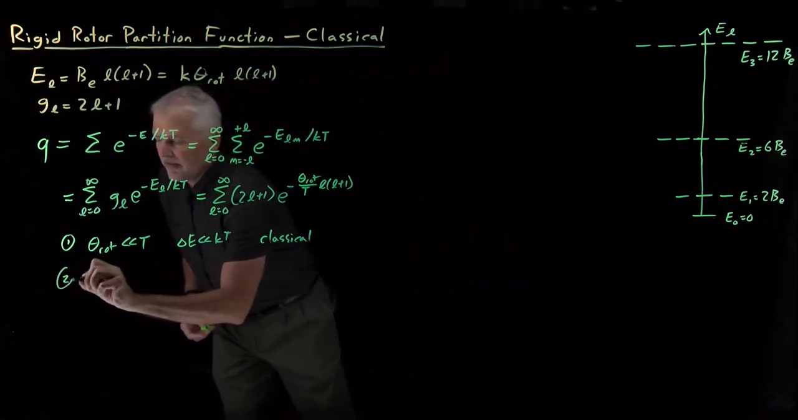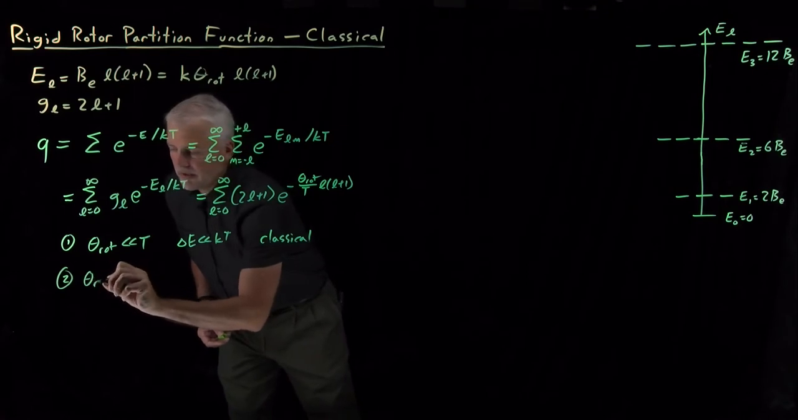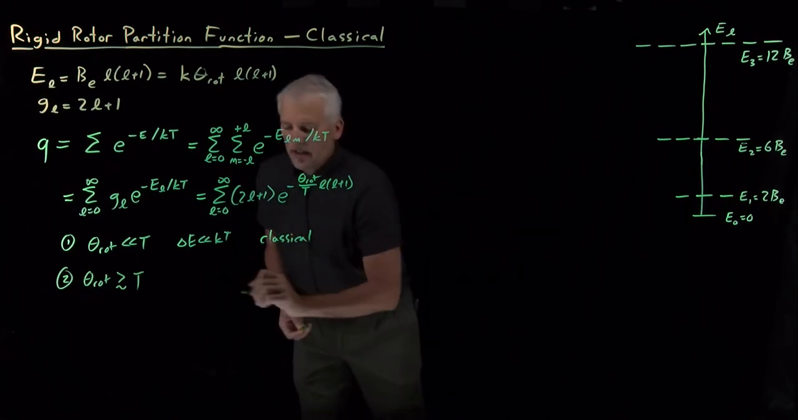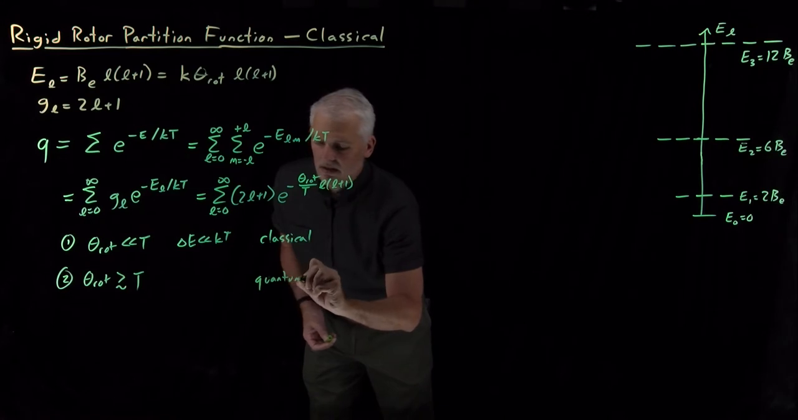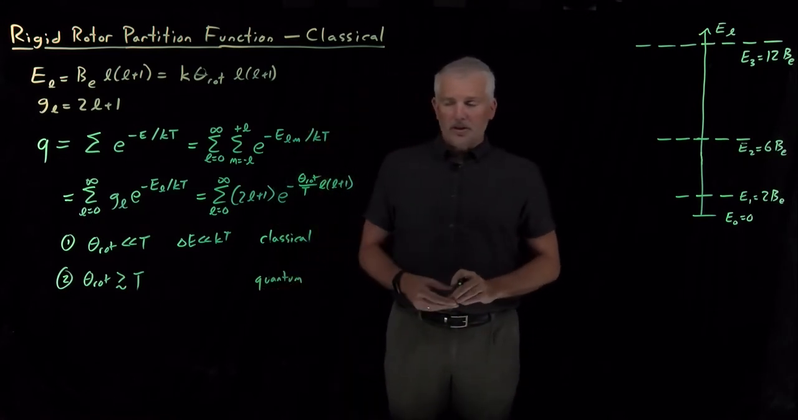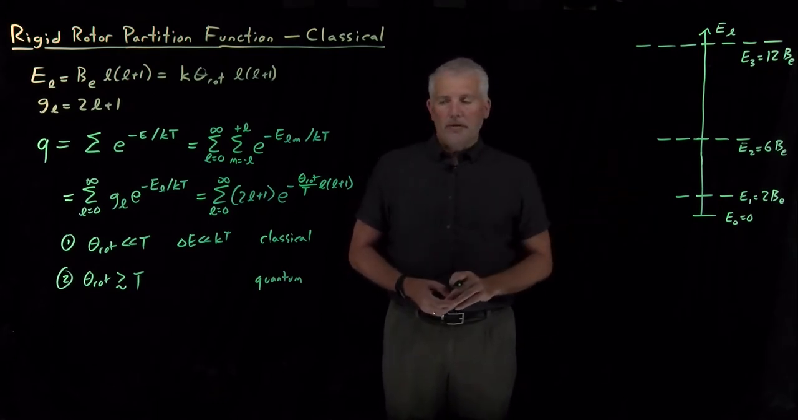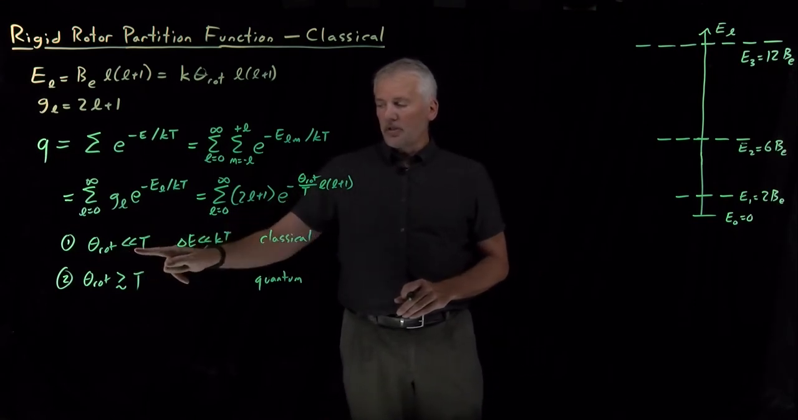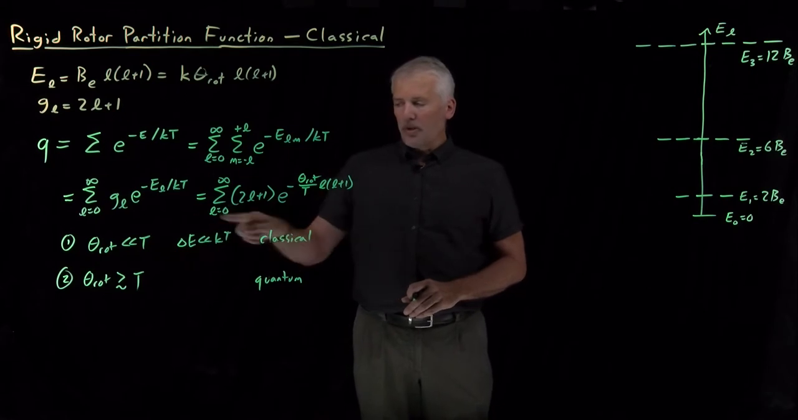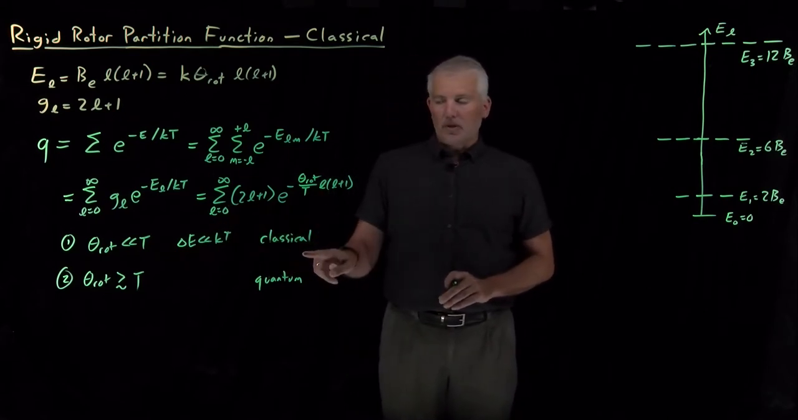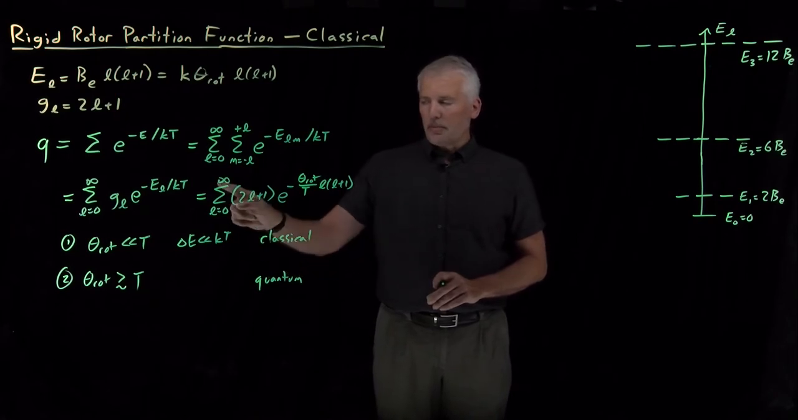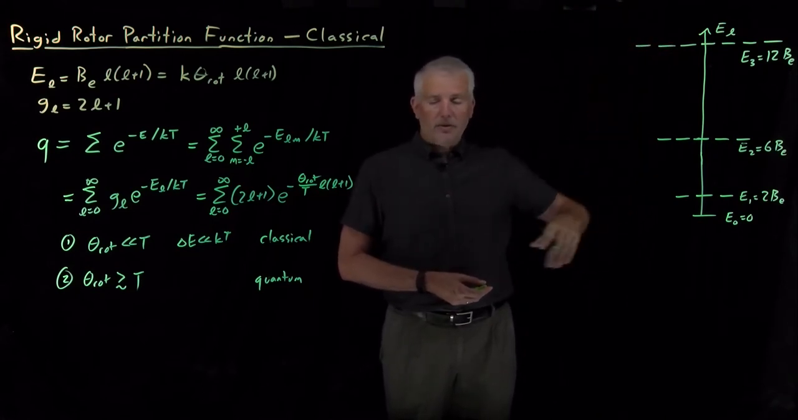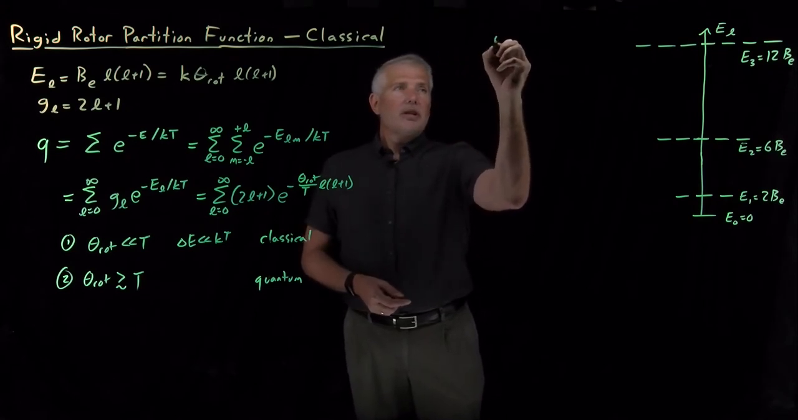On the other hand, if that's not true, if the rotational temperature is not much smaller than the temperature, then we're going to have a quantum mechanical system, and we're going to have to consider only the bottom few levels rather than lots and lots of levels. The good news is the classical approximation, this condition where theta rotational is much less than the temperature, makes this problem relatively easy because, as we've in fact seen for the particle in a box, when we take the classical limit, we can approximate this sum over states 0, 1, 2, 3, and so on with an integral over all possible values of L.